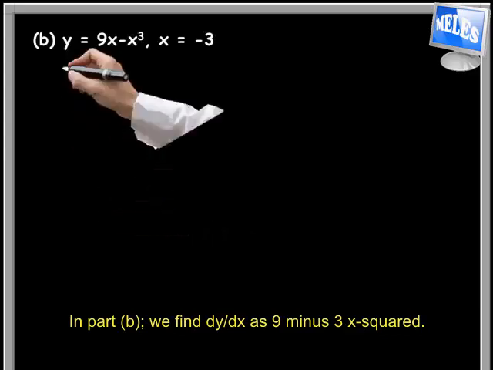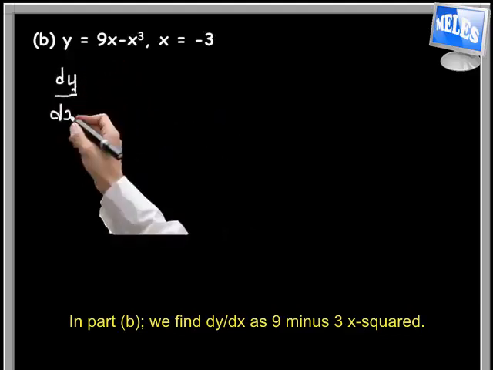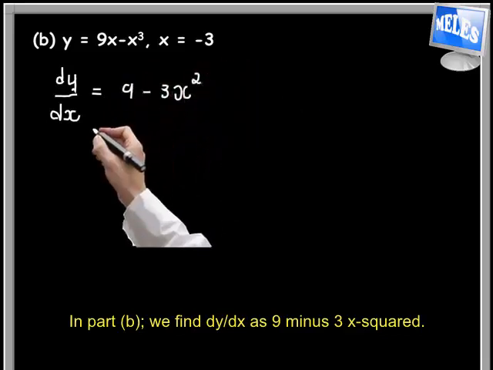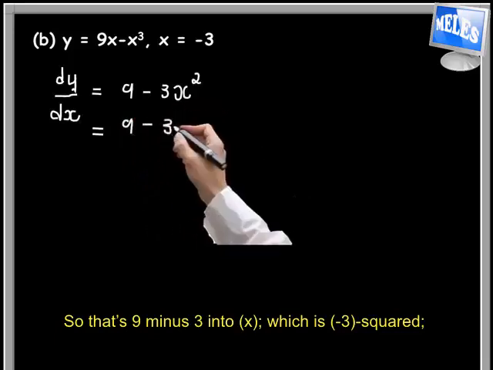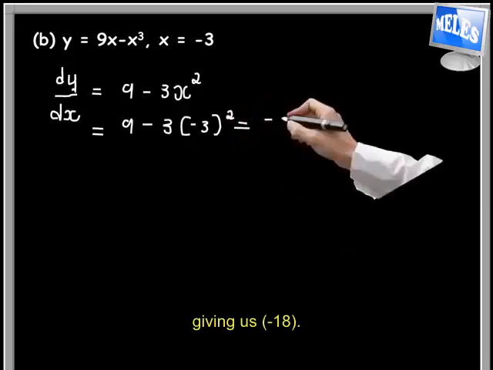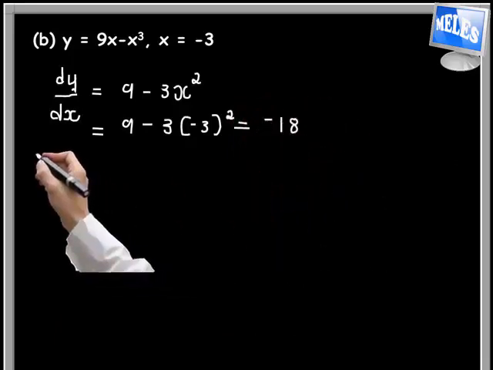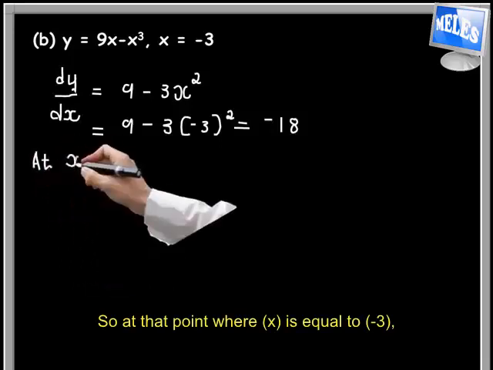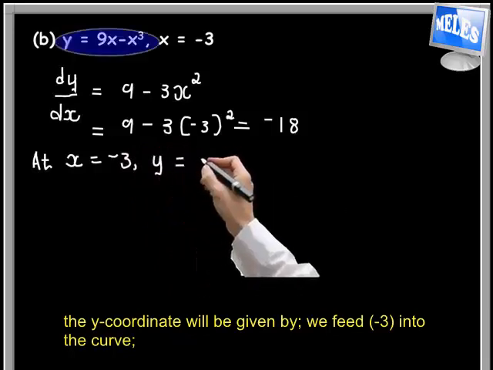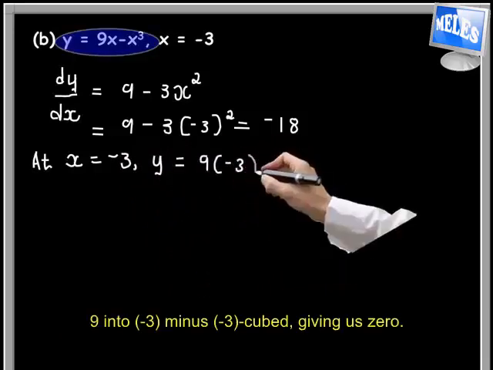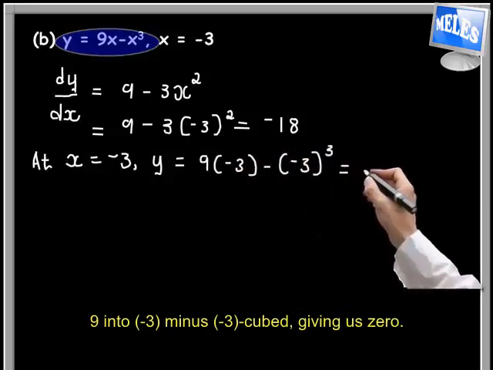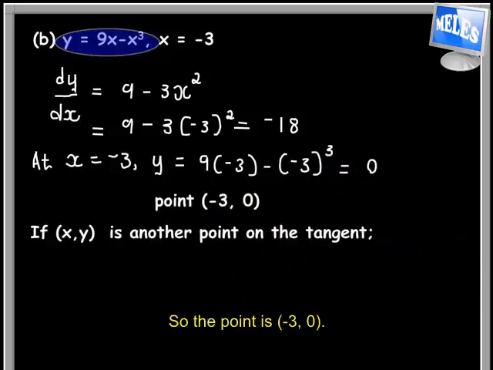In part B, we find dy/dx as 9 minus 3x squared. So that is 9 minus 3 into x, which is negative 3, squared, giving us negative 18. So at that point where x is equal to negative 3, the y coordinate will be given by feeding negative 3 into the curve, 9 into negative 3 minus negative 3 cubed, giving us 0. So the point is (negative 3, 0).